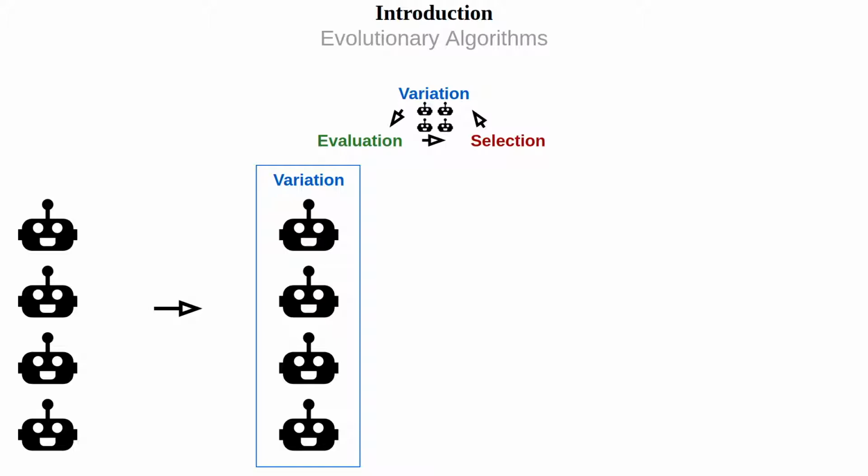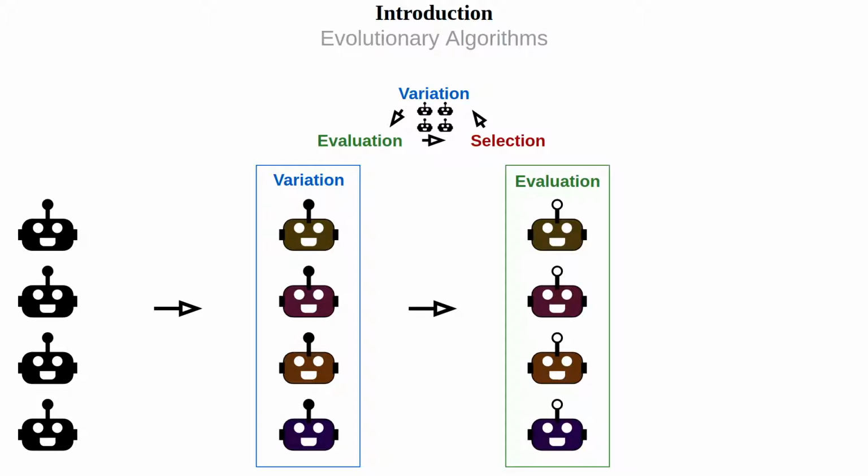To kick things off, agents first enter variation. Now, to remain quite abstract, let's go ahead and say that the random mutations in the agents' inner mechanisms are reflected by slight changes in their appearance, resulting in each of our agents now looking a little different from one another. Alright, so now it's time for evaluation.